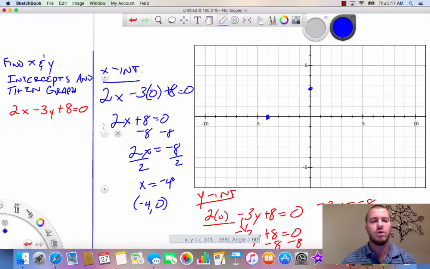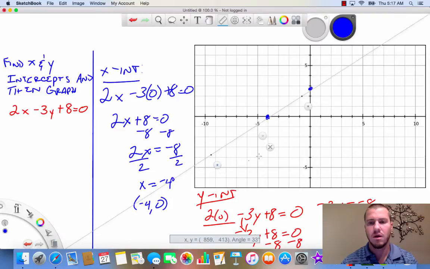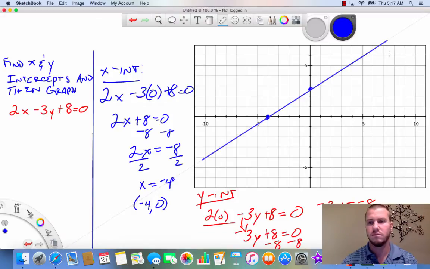And then you can draw your line. Once you have 2 points on a line, you can draw a line. All right, and that's all you need to do in order to draw the line. I'm going to cheat here a little bit. Get my ruler, and that's the line, or the graph, for this linear function.